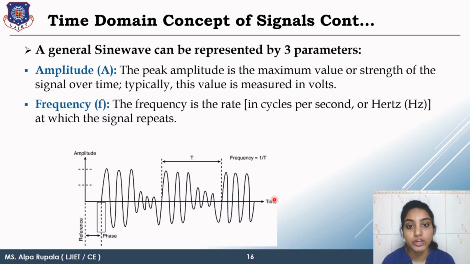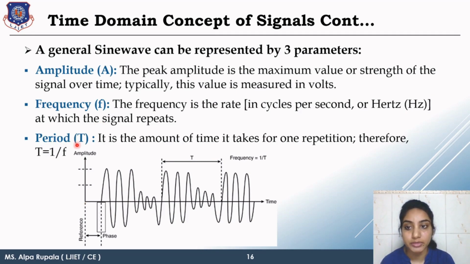The next term is frequency. Frequency can be measured in cycles per second or in hertz. Now what does frequency mean? Frequency means the rate at which your signal repeats itself. Suppose I consider one fixed amount of time, and in that time my signal repeats 3 times. Then I can say my frequency is 3f.